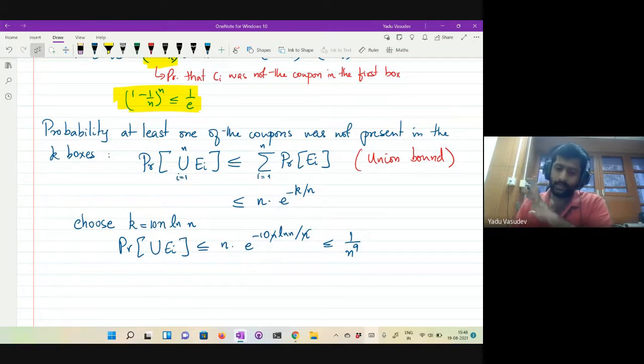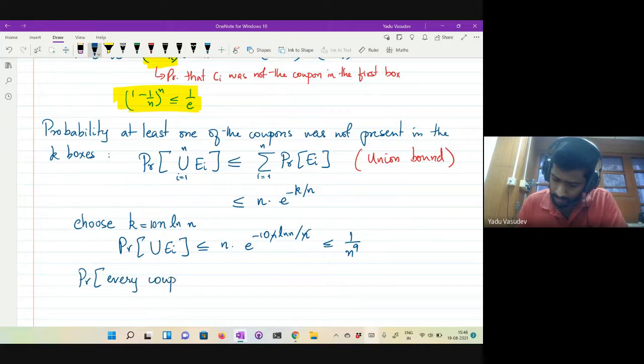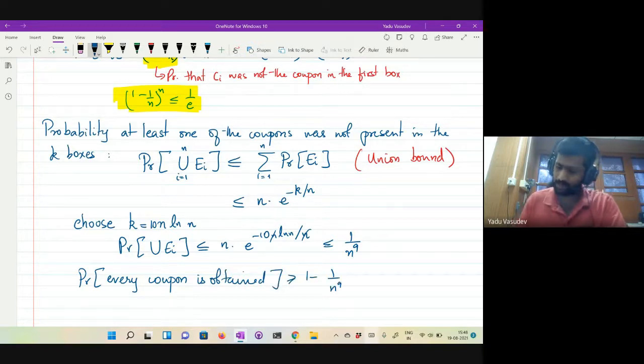So this is the probability that at least one of the coupons is not present. And so the probability that every coupon is obtained is at least 1 minus 1 over n to the 9. Right? This is a fairly good bound. The chance that it will fail is something like inverse polynomial. Inverse polynomial bound is decent. Inverse exponential is even better.